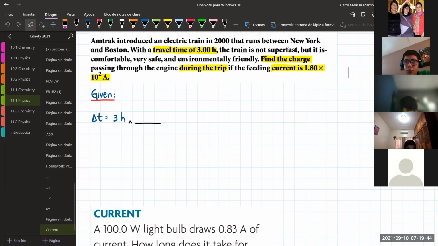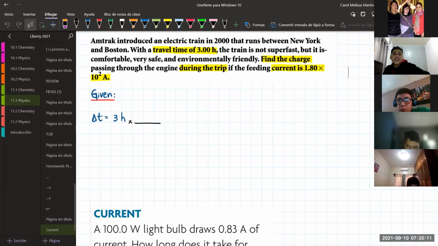What is the conversion between hours and seconds? Did you forget already? Going from hours to minutes and then from minutes to seconds. That's more easy. Exactly.